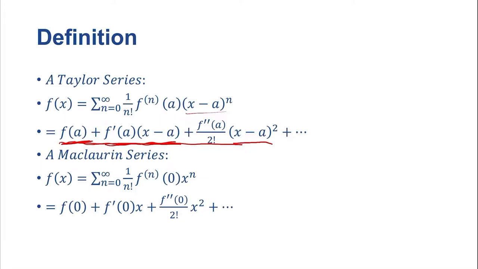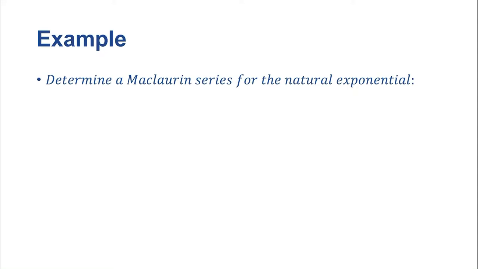So let's try making a Taylor series. I'd like us to determine a Maclaurin series for the natural exponential. So this means finding a series that represents the exponential, which looks something like that, at x equals 0. So how do we do this? Really the only thing that we need to know, because we know it's centered at 0 already and we know the formula for the Taylor series, is the nth derivatives. So what are the nth derivatives at 0 for e to the x?